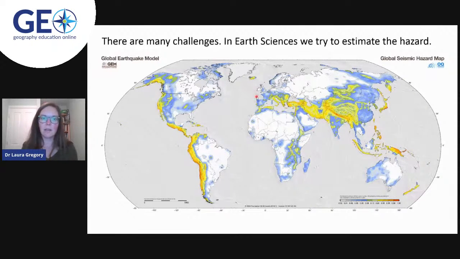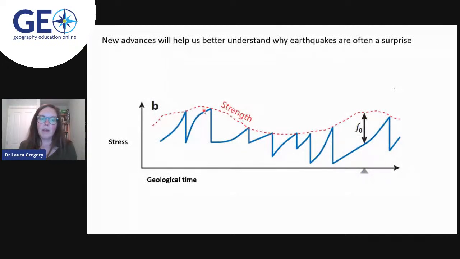But what is really exciting about the kind of research that I'm doing is trying to understand these kinds of problems. So why do faults do what they do on the kind of timescales that we can observe them as earth scientists? So that and new advances in understanding this problem might help us better understand why we often get surprised by some earthquakes in places, and might help us even more improve those hazard maps. And then we can really anticipate things like this.